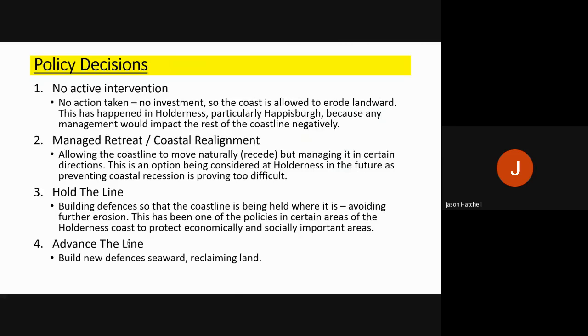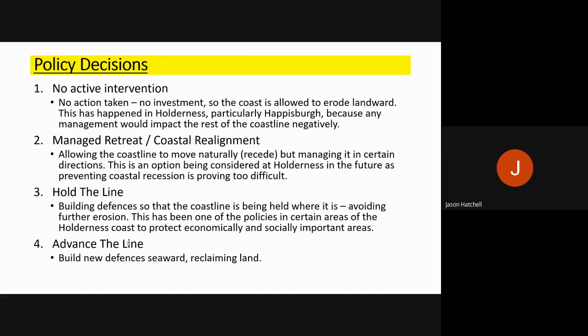So there are 4 decisions that are made within shoreline management plans and within coastal management in these cells in general. And they are no intervention, manage retreat, hold the line, or advance the line. Now, this is basically a broad decision taken on each coastline.